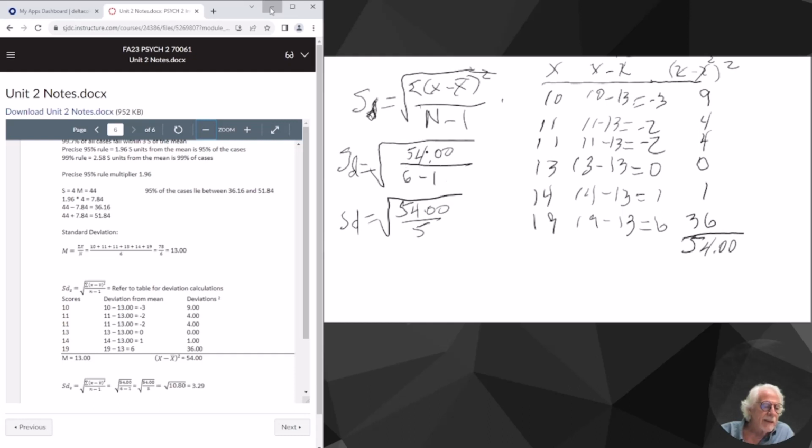And because this is a score, I'm including the decimal points. Because this is people, I don't use decimal points, right? Because I'm not going to have part of a person. Then I do this, right, is equal to the square root of 10.80, which is equal to 3.29. And that is the standard deviation for this group of scores.